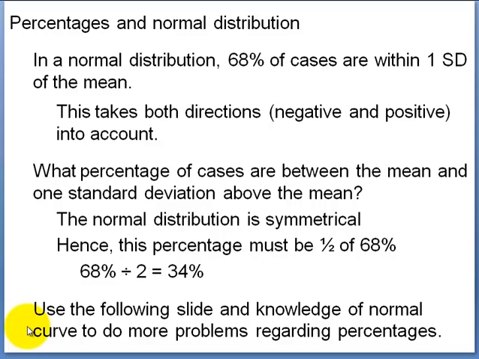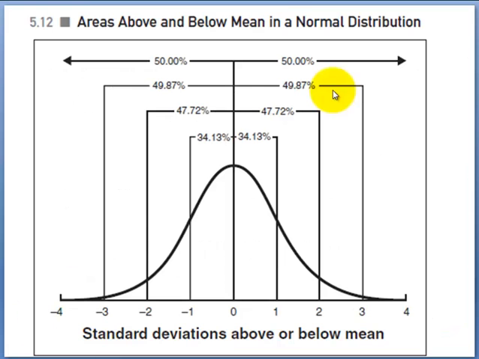Let's go ahead and use the next slide to do some more percentage problems for the normal distribution. Well, we just did this problem. We just figured out the percentage of cases between the mean and one standard deviation above the mean. What about between the mean and one standard deviation below the mean? Well, we'd use the exact same logic. Our distribution is symmetric, so it's the same percentage, the same 34%, 1/2 of 68%.